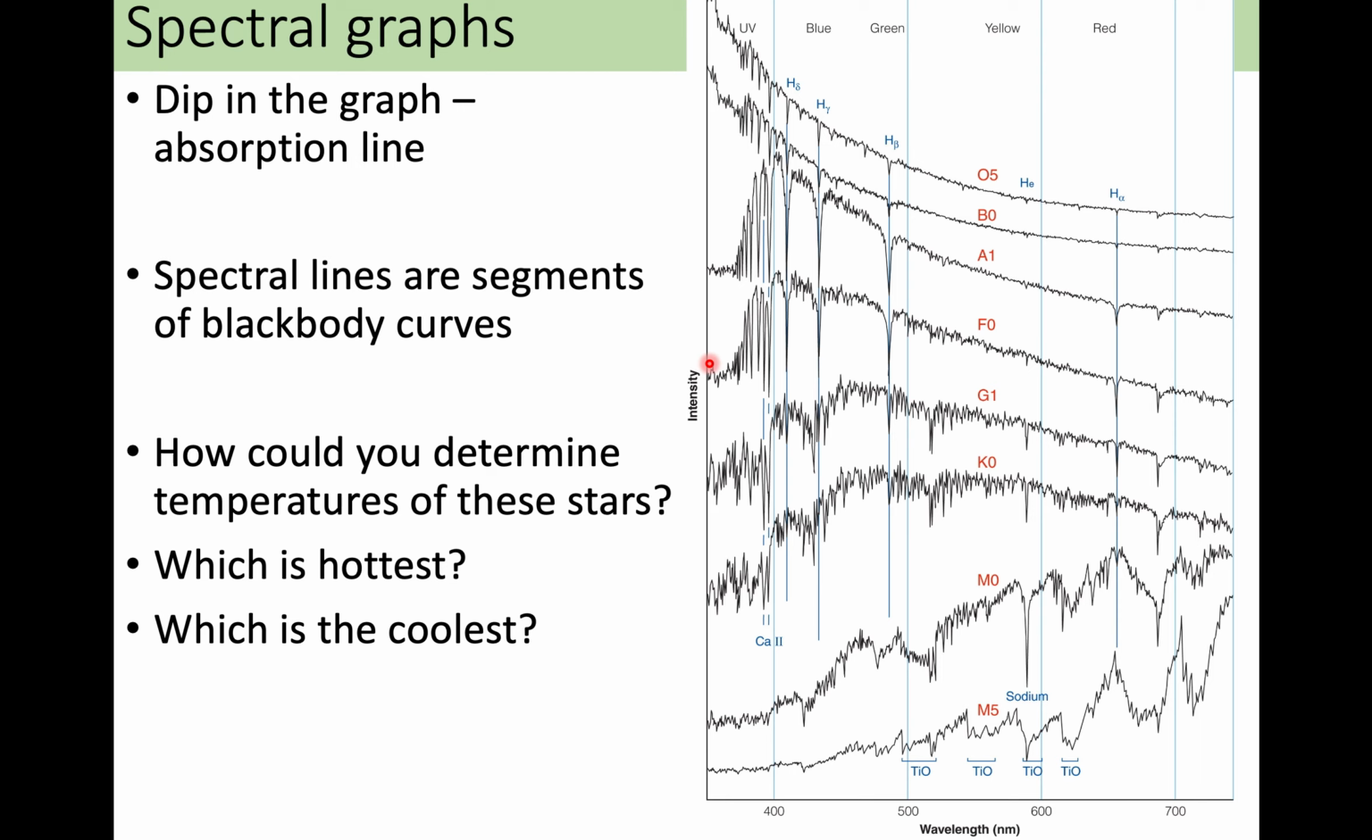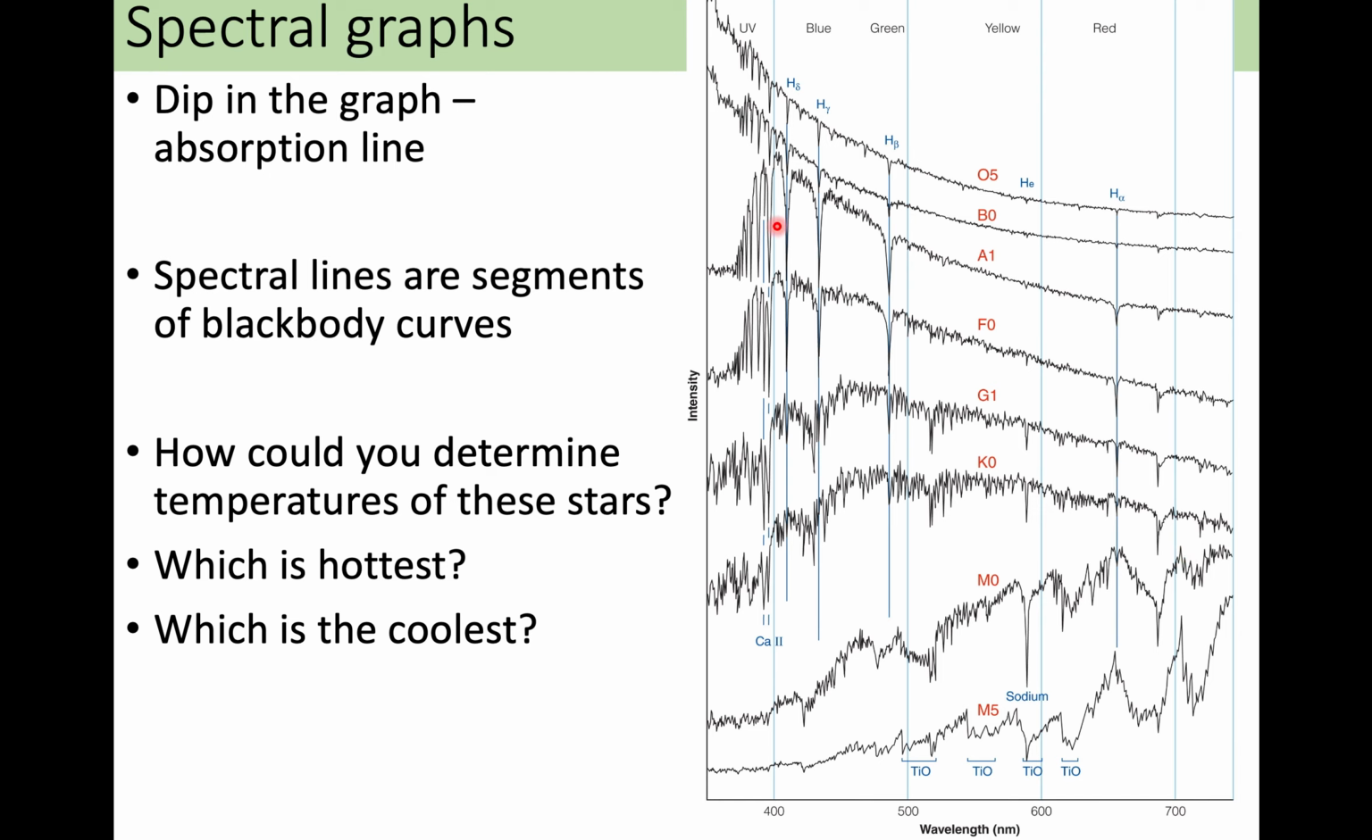So how would we determine the temperature of these stars? Well, they're labeled, so we know that the O is going to be the hottest, the M will be the coolest. But we can also look at the peak of the curve. So the peak of the curve is at the shortest wavelength for the hottest star. The peak of the curve is towards the middle for the medium stars. The peak of the curve is towards the longer wavelength, less energy for the cooler stars.